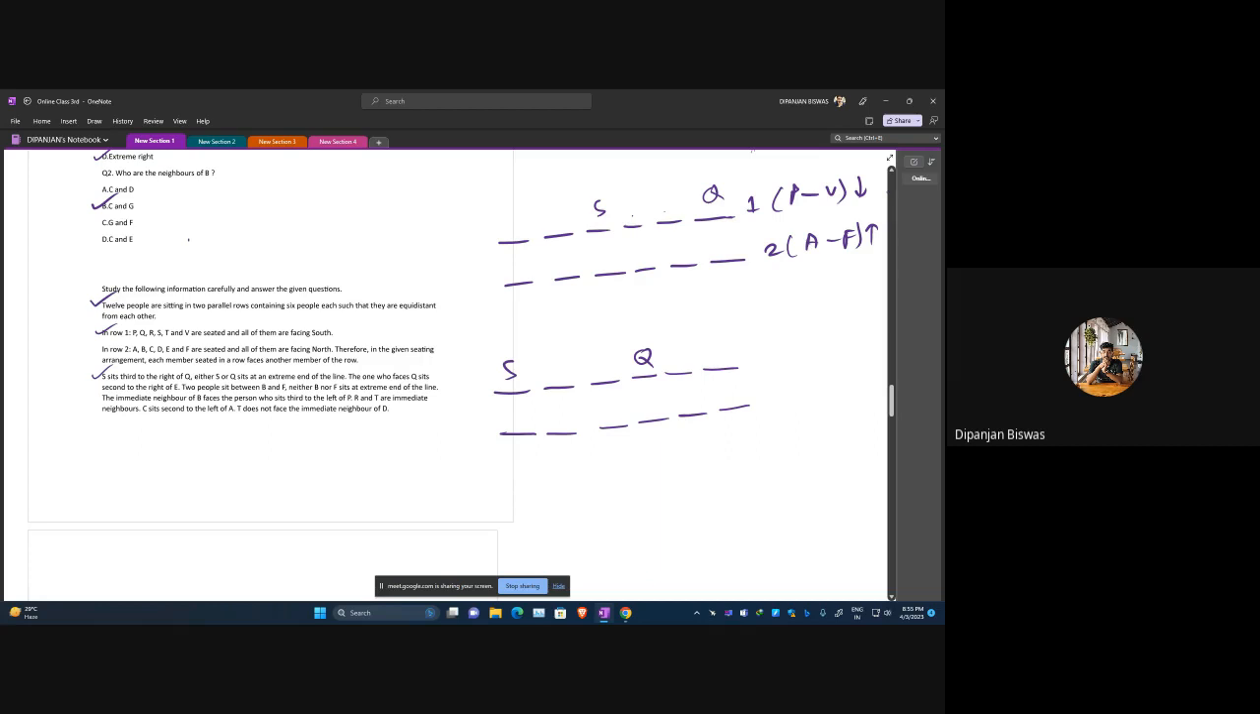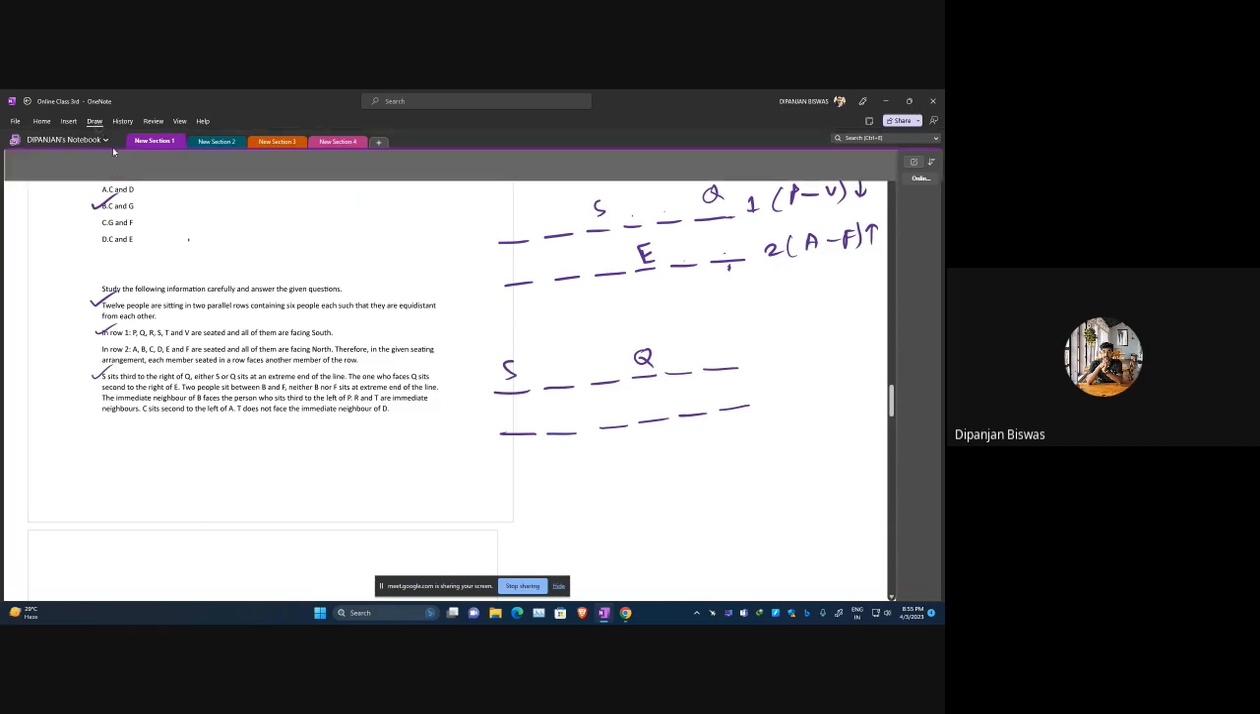Okay. So the first statement is done. Moving to the next one. The one who faces Q sits second to the right of E. So the person facing Q is here. E is sitting second to the right of this person. So E should be here. So second to the right of E is this person. E is facing Q. I hope this is clear.